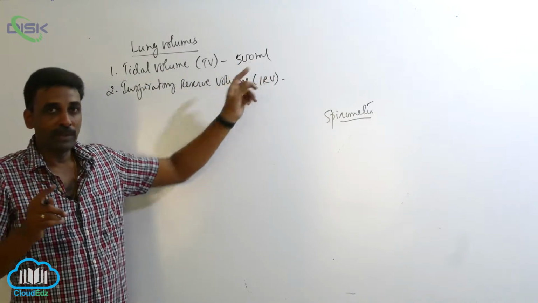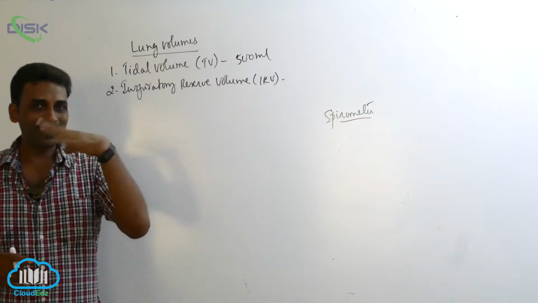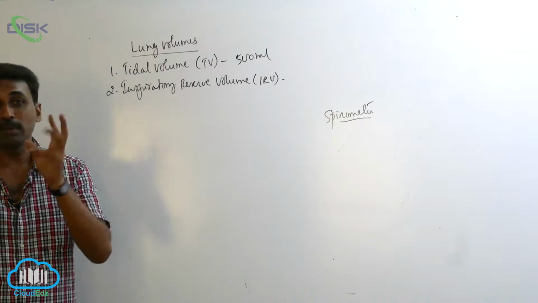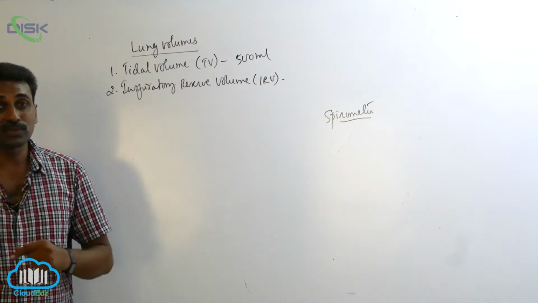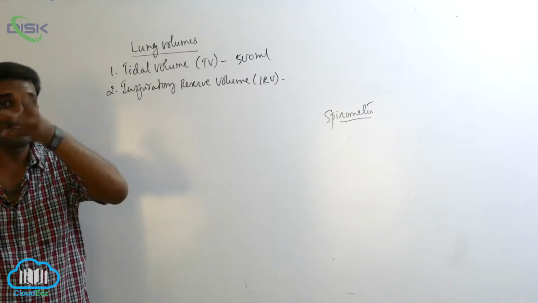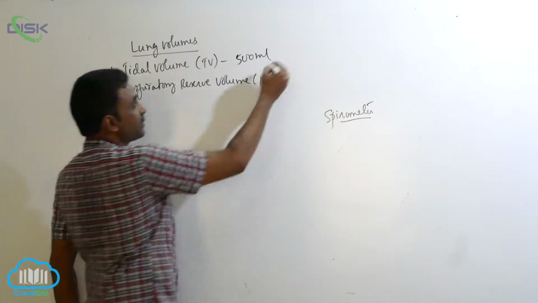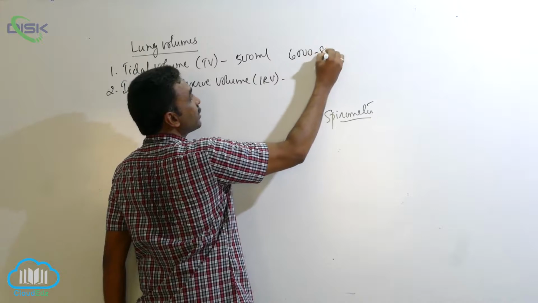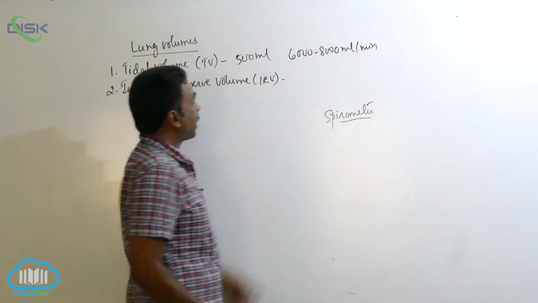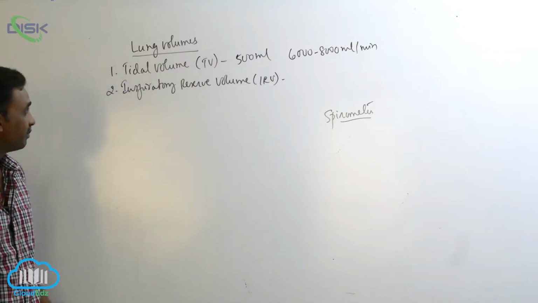Tidal volume is 500 ml per breath. Per minute we are breathing 12 to 16 times. So multiplying by 12 or 16 times, that's roughly 6,000 to 8,000 ml per minute. Per breath it is 500 ml.